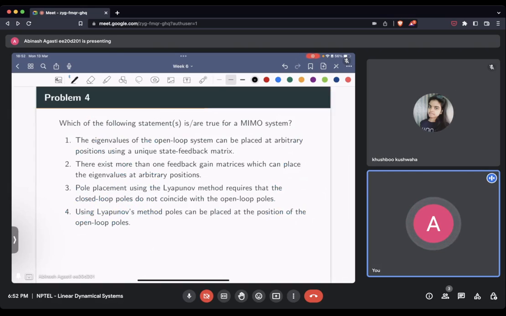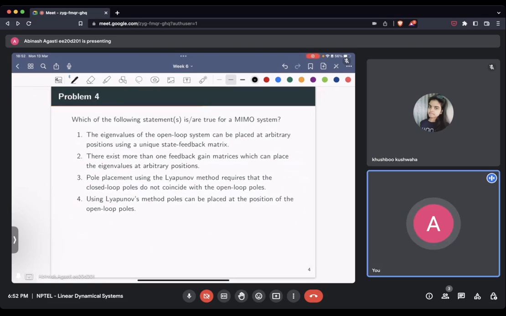Now, which of the following statements is or are true for a MIMO system? Eigenvalues of the open loop system can be placed at arbitrary positions using a unique state feedback matrix. Now, what do you think? Is this true? Can we always use only a unique state feedback matrix to place the eigenvalues? Try to think about it.